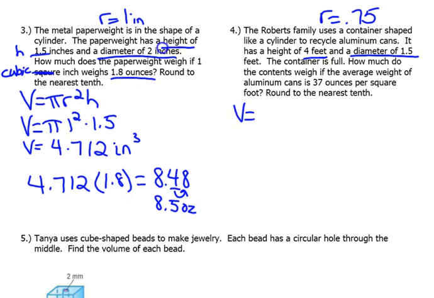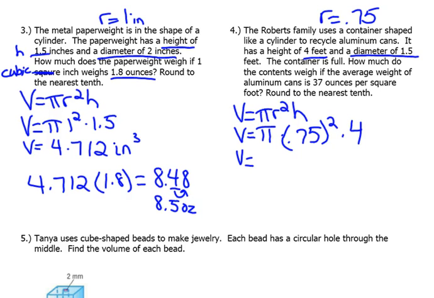So volume is pi r squared h. We have pi, my radius is 0.75 squared, my height is 4. So that means the volume of my container is 7.07 inches cubed. How much do the contents weigh if the average weight of an aluminum can is 37 ounces per square foot?